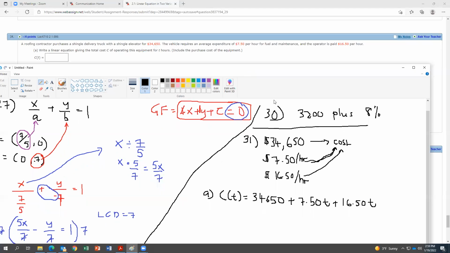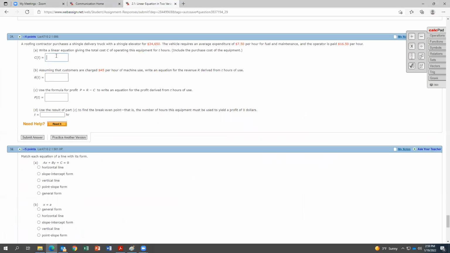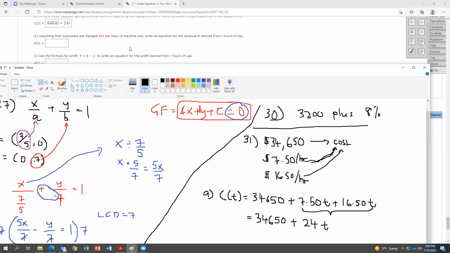Now, what we do for this question is, because these are like terms, you have to combine them. Can someone tell me what 7.5 plus 16.5 is? So that will give us 24t. So your answer in this case will be 34650, don't put money sign, don't put comma sign, plus 24t, and make sure the t is a lowercase t. So this is how we do question A.